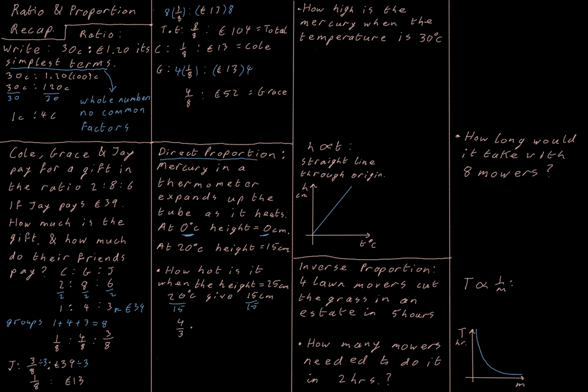So we end up with 4/3 degrees Celsius gives 1 centimeter. So at 1 centimeter of mercury, we would be at 4/3 degrees Celsius. And now we go up to the number of centimeters that we are interested in. So we go to 1 of something and then to the amount that we're interested in, just like we did with our ratio. So we multiply both sides by 25.